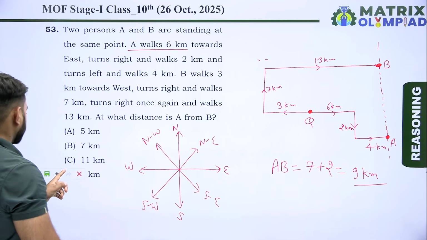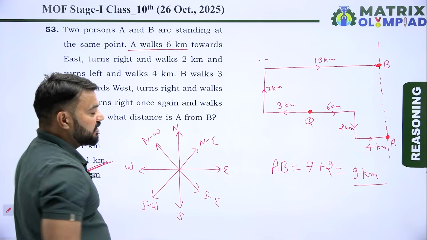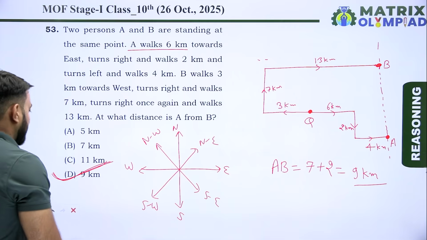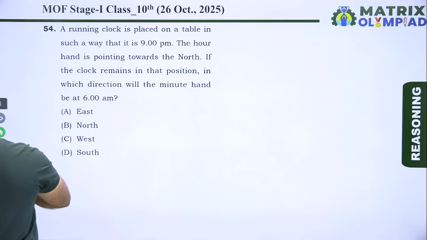सो हेयर ऑप्शन D इज द करेक्ट आंसर. 9 kilometer is the correct answer of this question. Let's move on to the next question. So now next question is question number 54.